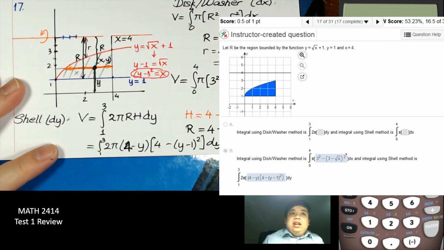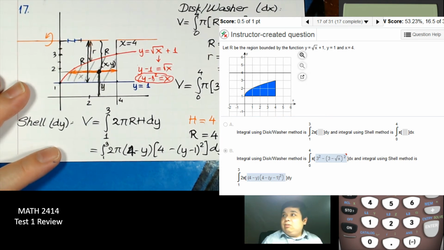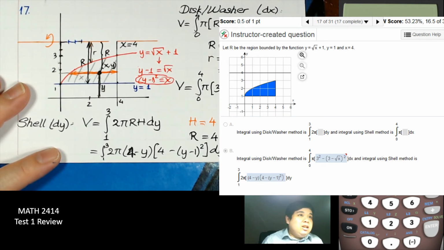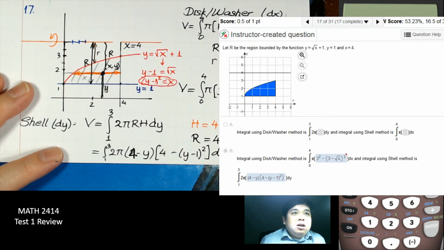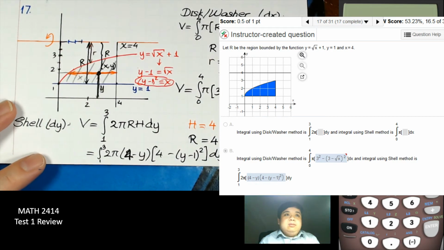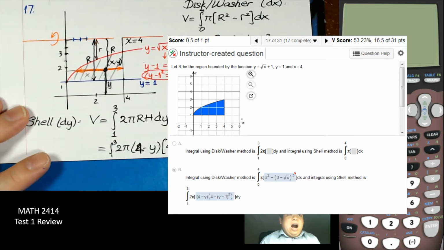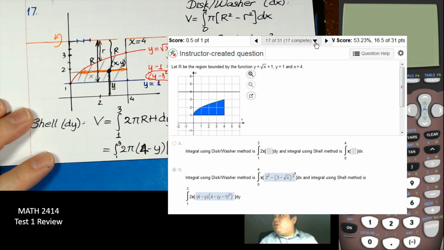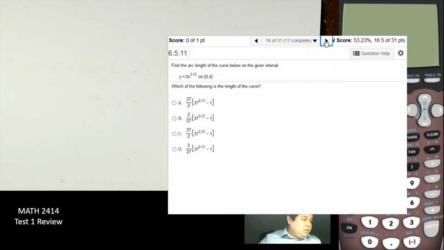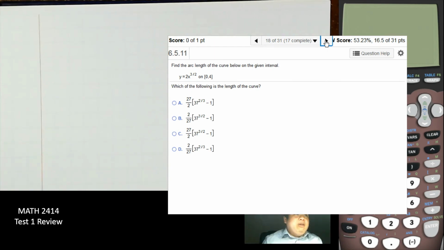By the way, if this happens to you on the test, if you happen to forget to enter the parentheses, I forgot to put the parentheses there. I will count that as the right answer. Don't worry about it. Let's go to the next one. It's extremely difficult to make sure everything runs smoothly.